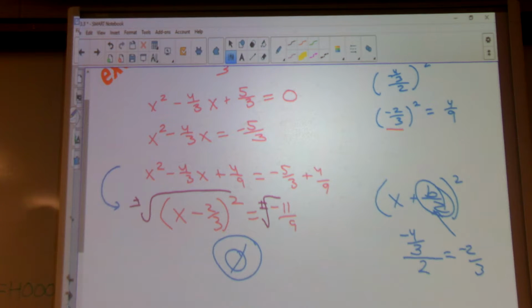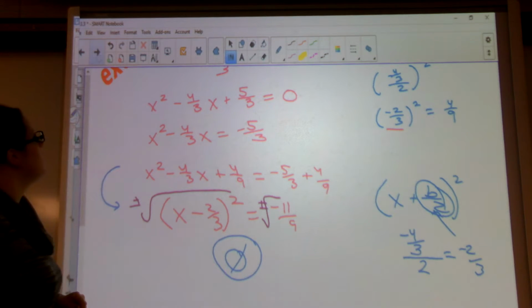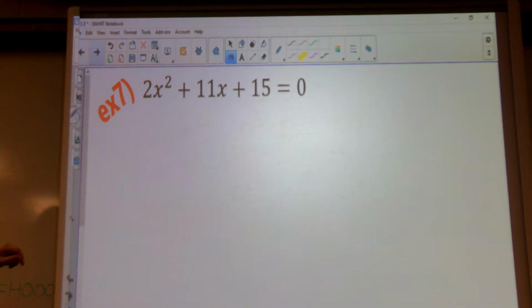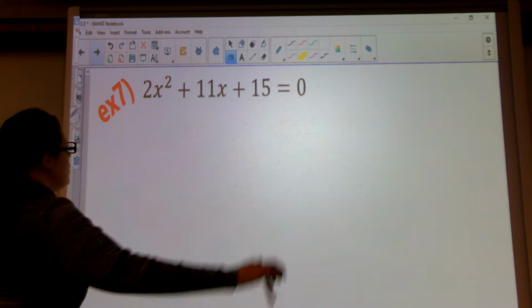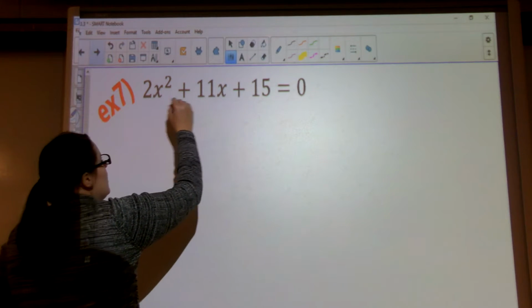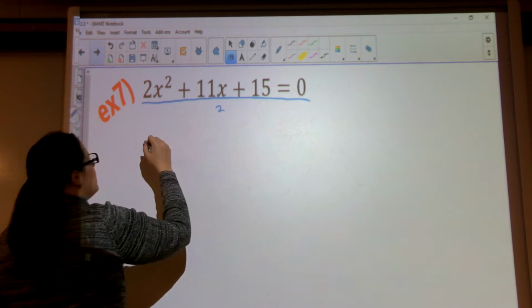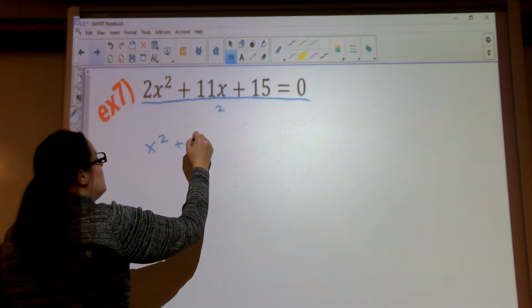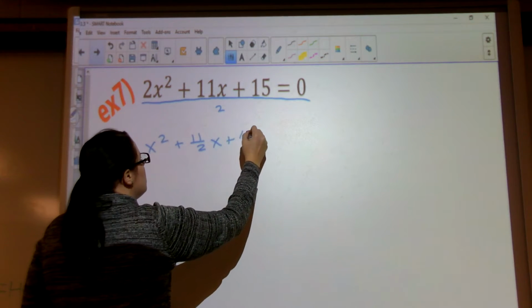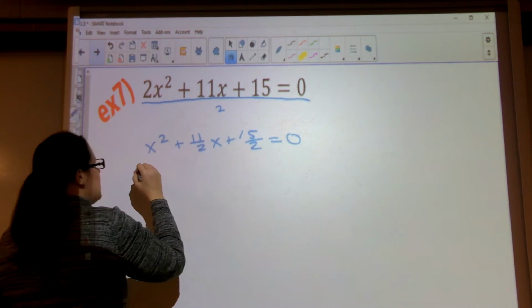Questions? I think we have one more for you to try. Bear with me. Divide by 2. I hope this one's not another no solution. And take over that constant.